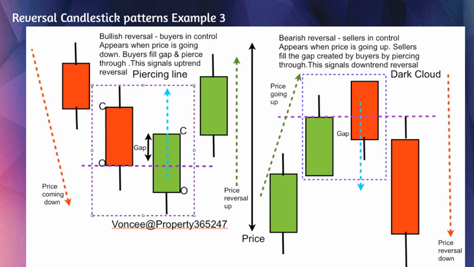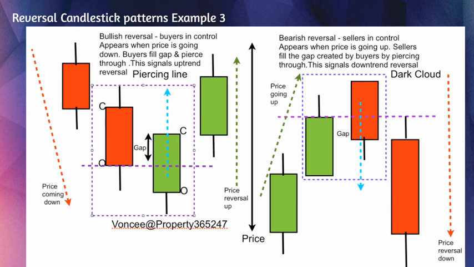And then the next one, you've got the bullish reversal pattern, and the example I have here is a piercing line. So here the buyers ended up gaining control. At the beginning, the price in the dotted line was coming down, and then the buyers came over, they filled that gap, and they pierced right through. You can see the blue line there. They pierced right through, and it's just signaling an uptrend.